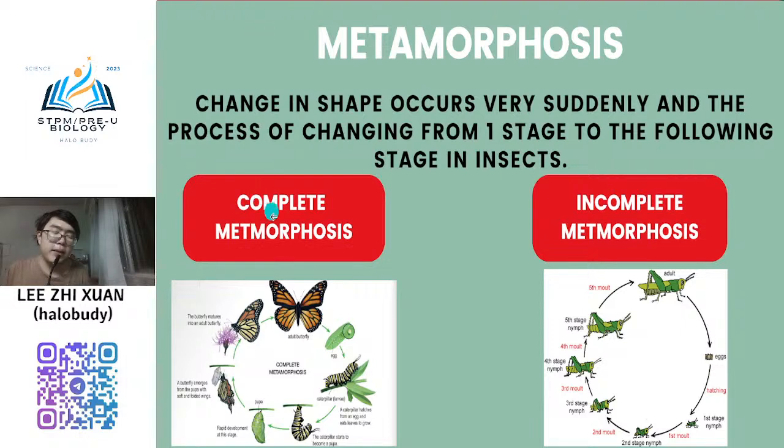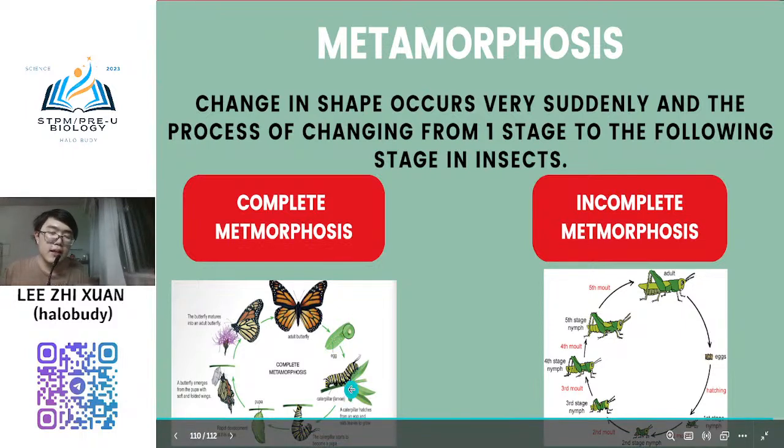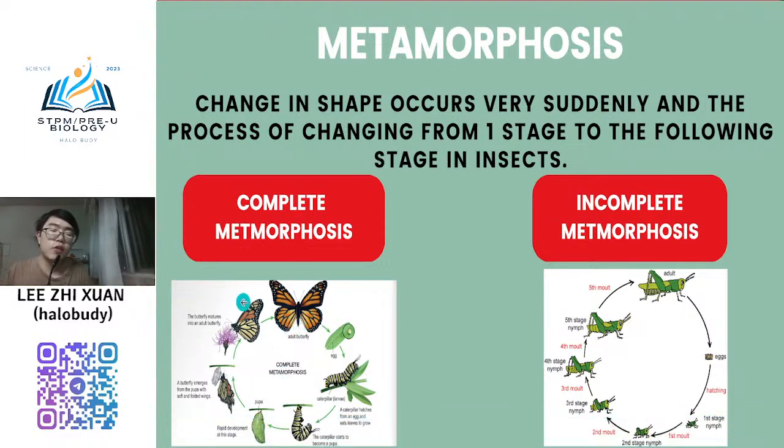So in complete metamorphosis, you can see that the shape of the organism in the different stages is totally different. In the adult stage it is a butterfly, but at the initial stage it is an egg, and then after that it will become a caterpillar, and then it will become a pupa. After the pupa it becomes a butterfly. So the shape is totally different at different stages.